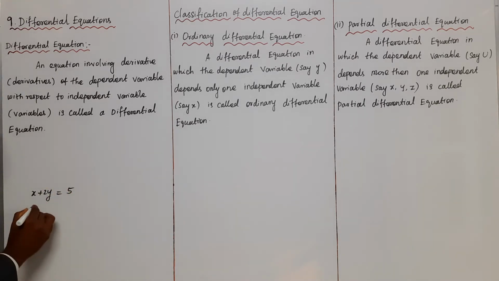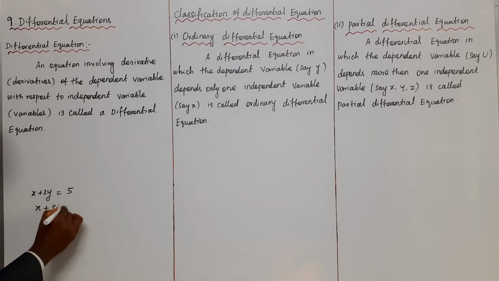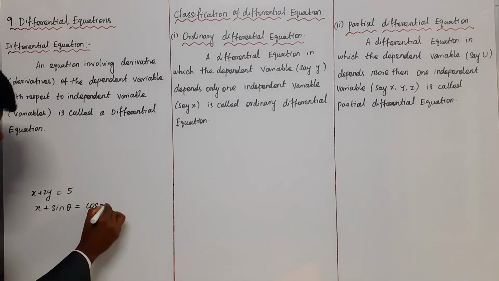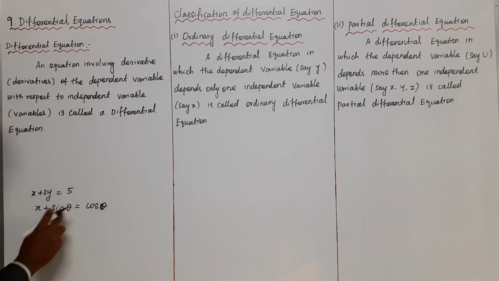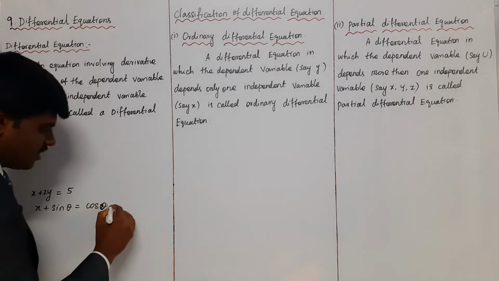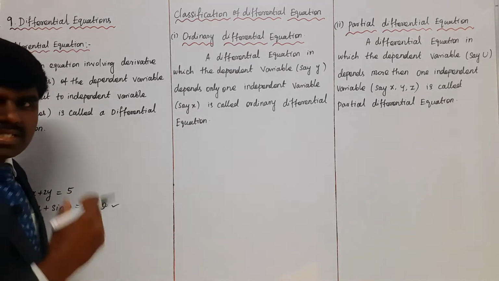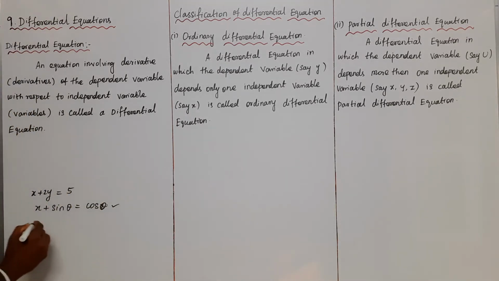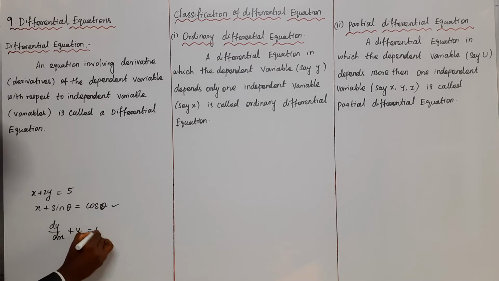Next, x plus sine theta plus cos theta. Here the equation involves trigonometric values. This equation is called a trigonometrical equation. In the same way, you will find equations involving the differential concept: dy by dx plus y is equal to 4. This type of equation is called a differential equation.